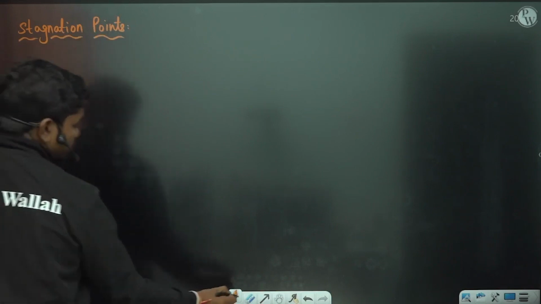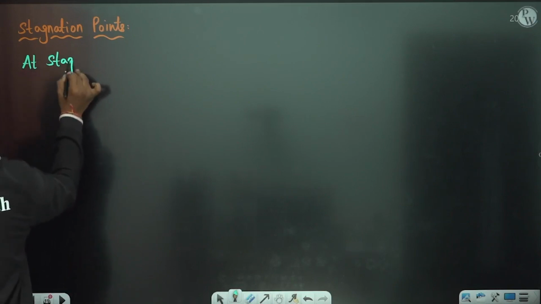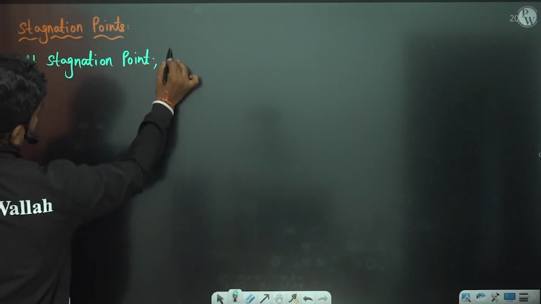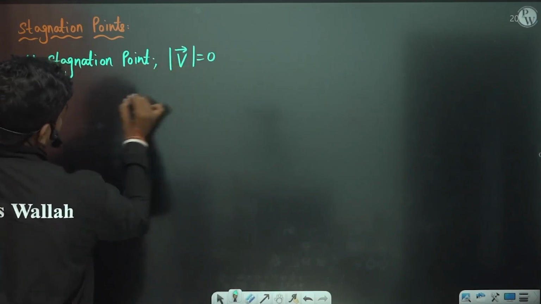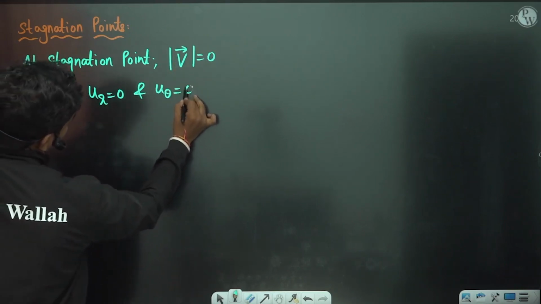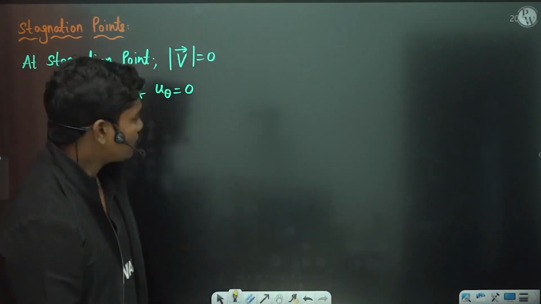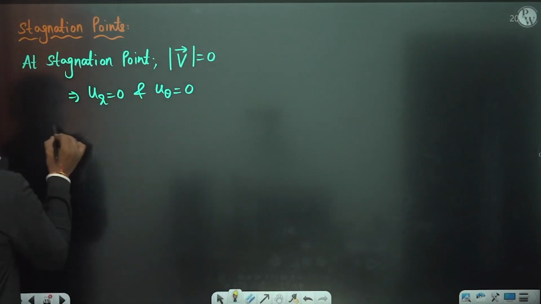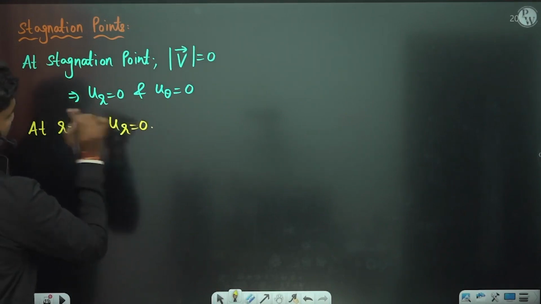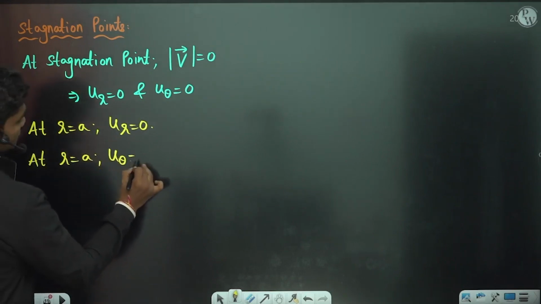Stagnation points, okay. At a stagnation point, the magnitude of velocity is 0, and this implies u_r is equal to 0 and u_theta is also equal to 0. So whenever u_r and u_theta are both zero: at r equal to a, u_r is 0 anyhow. Now at r equal to a, u_theta should also be 0, on the top of the cylinder.